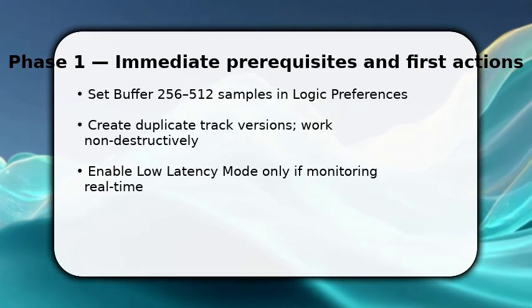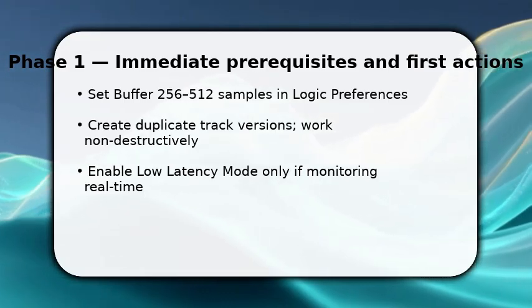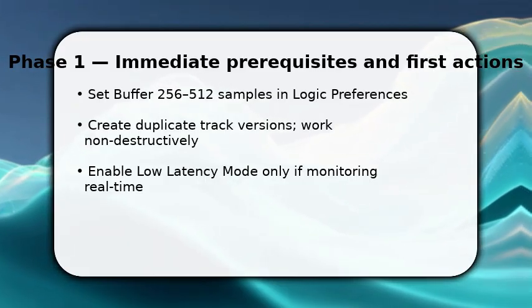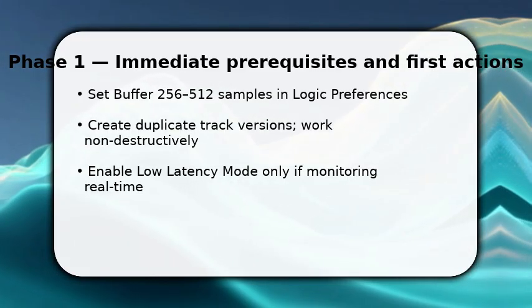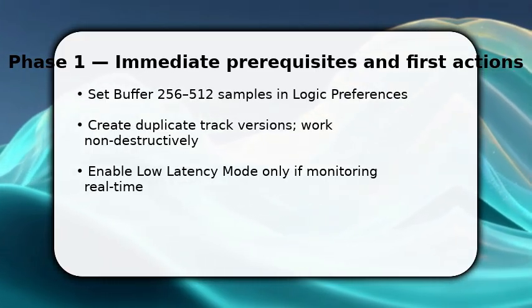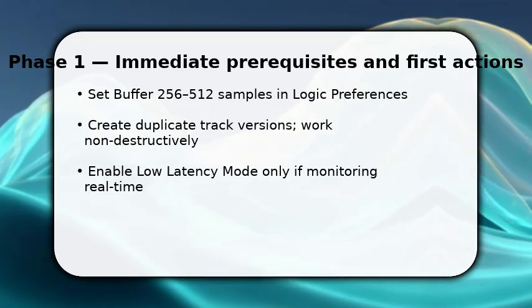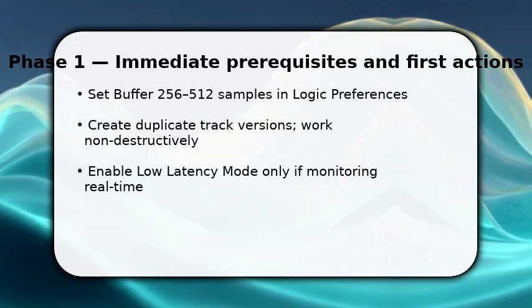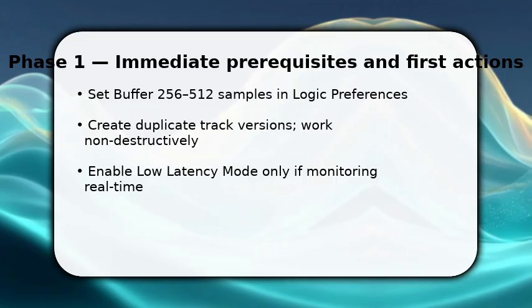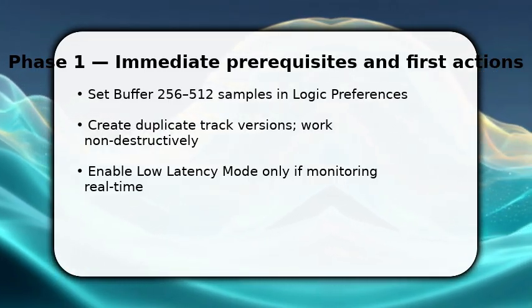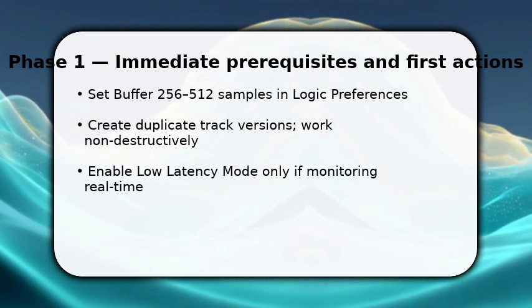You begin by fixing the foundation. Set your audio buffer to 256 or 512 samples so CPU spikes don't cause clicks. Next, duplicate the problem track and work on the copy. This preserves the original if you need to revert. Once done, disable plugins that add latency and only enable low latency mode while recording. These steps stop many runtime clicks and give you a safe staging area to edit without introducing new artifacts.